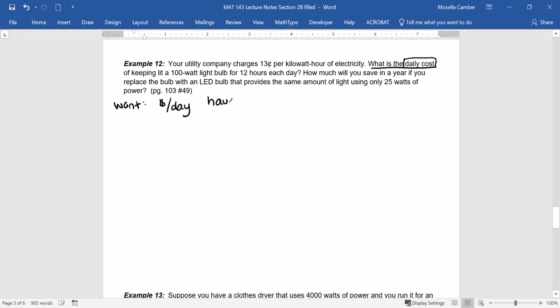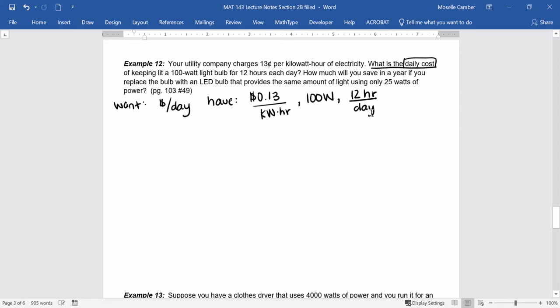So if we go back and look at the haves, starting from the beginning, the first unit we come across is cents. So we have 13 cents per kilowatt hour of electricity. Okay, what is the daily cost of keeping lit a 100-watt light bulb? So we have a 100-watt light bulb, and we're using that for 12 hours each day.